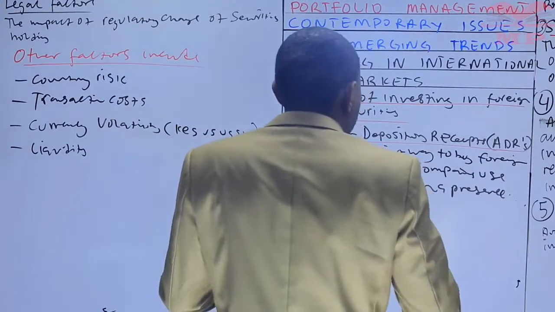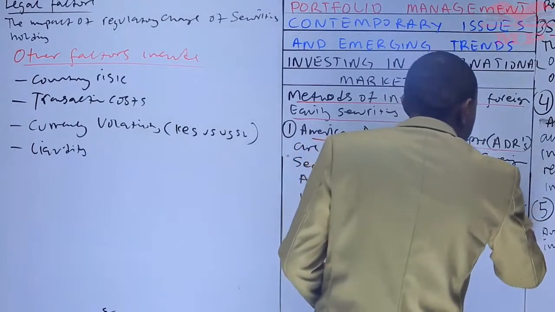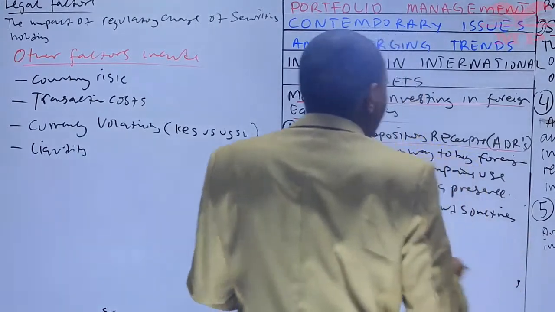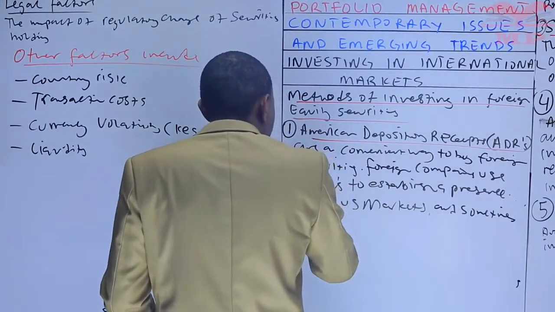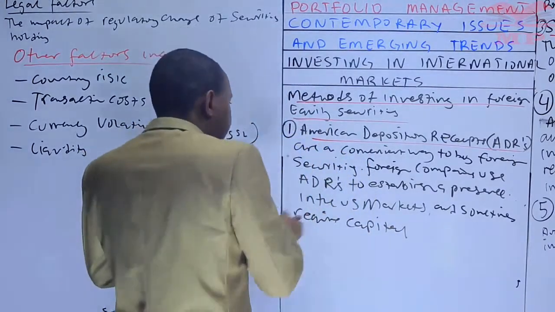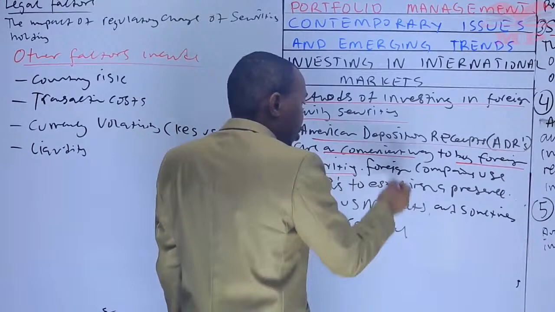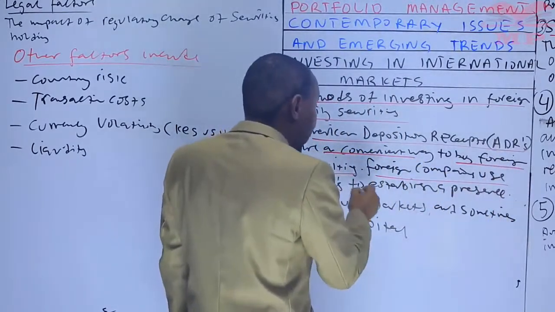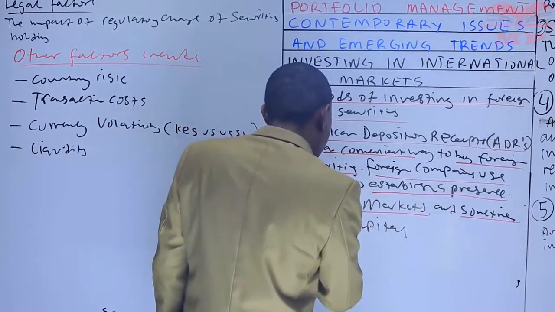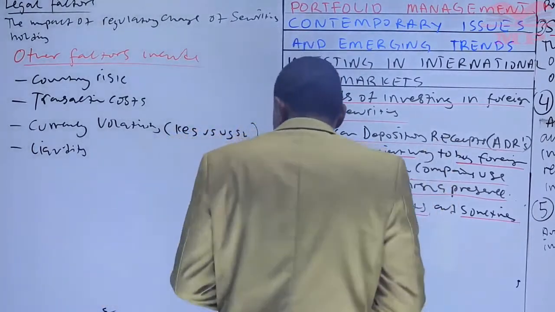They're saying foreign companies use ADRs to establish a presence in the US markets, and sometimes require capital. These are a convenient way to buy foreign securities. I'll move on to this other side right here.